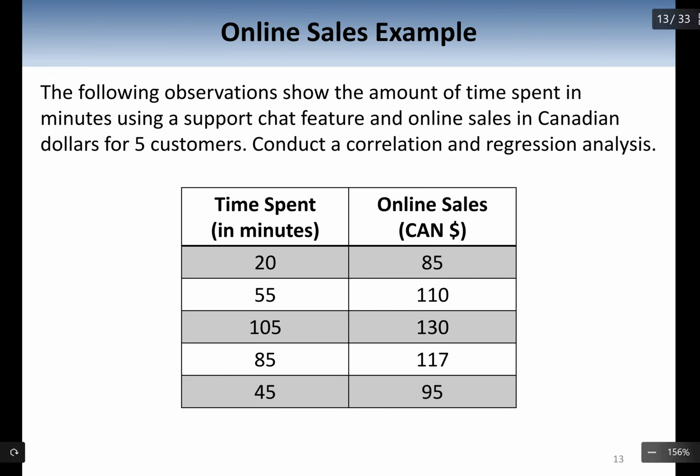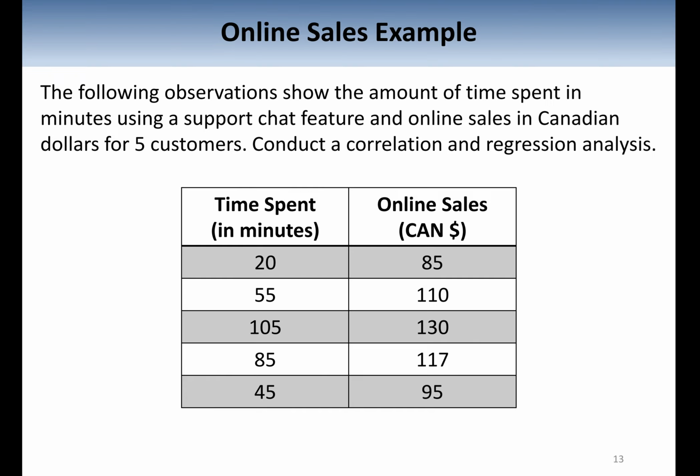So here is an online sales example showing 5 different customers. This comes from a larger data set that I have, and it shows their time spent using an online support chat feature and their corresponding amount of dollars they spent. So we have, for example, customer number 1 spent 20 minutes using the support chat feature and then went on to spend $85. And then customer number 2 spent 55 minutes using the support chat feature and then went on to spend $110, and so forth for each of these 5 customers.